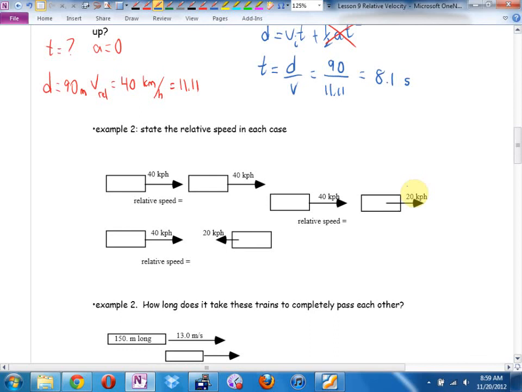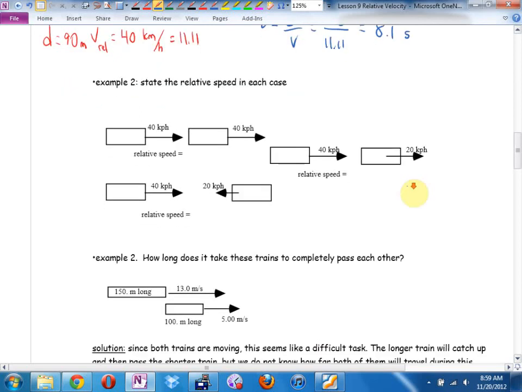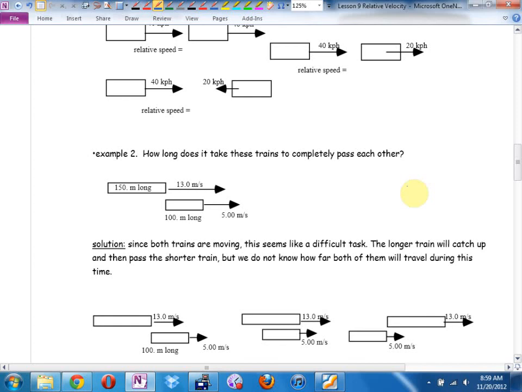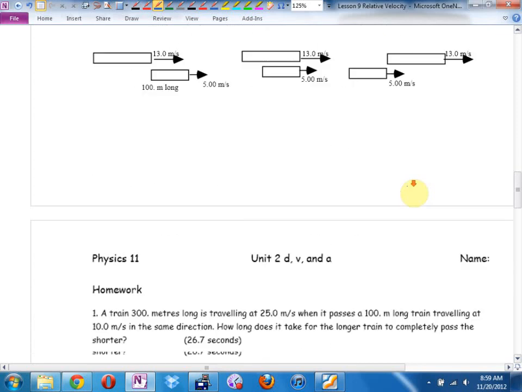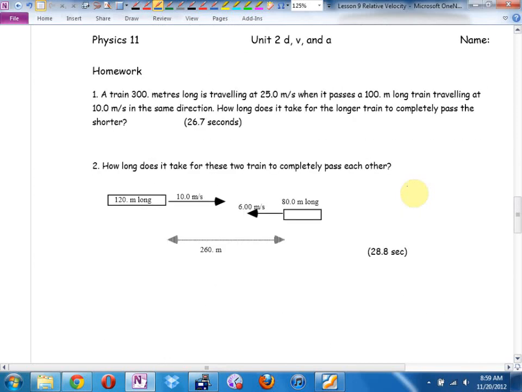Example 2 says, state the relative speed in each case. We did this last class. That was part of last day's notes. And then we did this train question last class. That was part of last day's notes. So now we get to the homework that was supposed to be part of last day's notes and for some reason didn't show up on last day's notes.